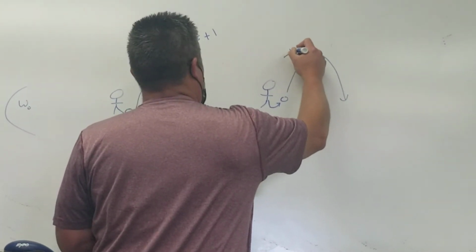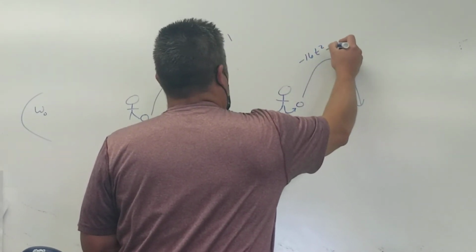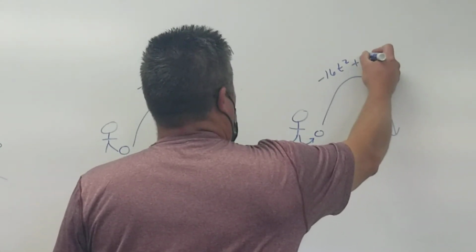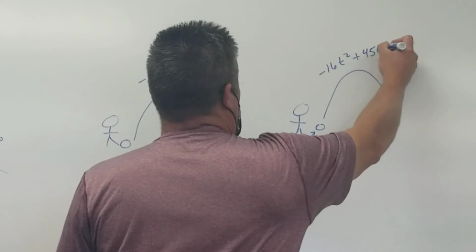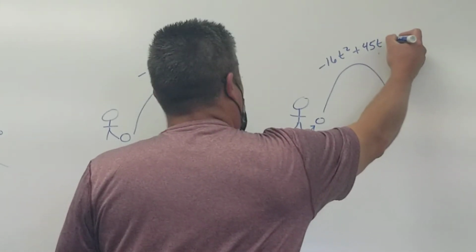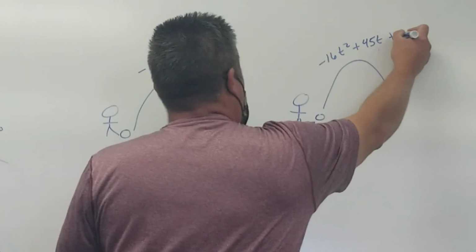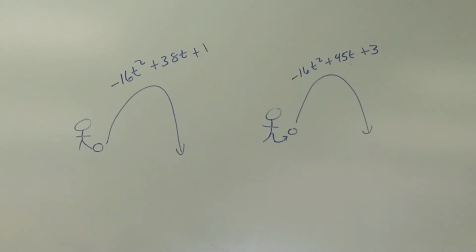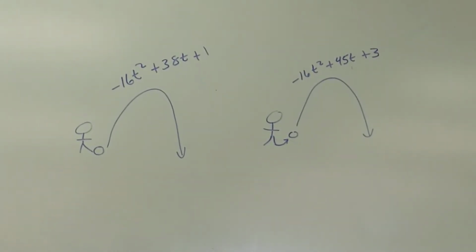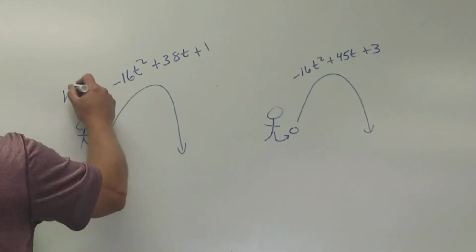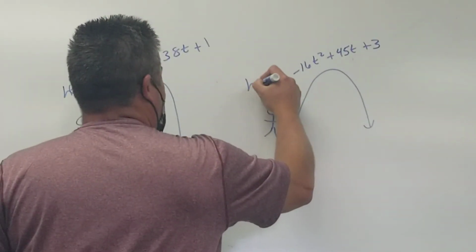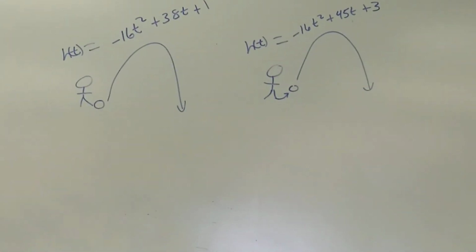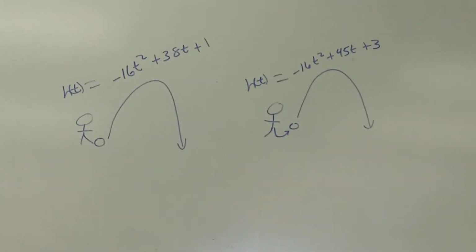They're going to kick it and it's going to be negative 16t squared plus, I don't know, let's go 45t plus 3. Okay? Now, first of all, do you know what every one of those coefficients represent? So this is equal to the height after t seconds. This is equal to the height after t seconds. Do you know what the negative 16 represents? We talked about it a little bit before. Gravity, very good. So negative 16 represents the gravity.